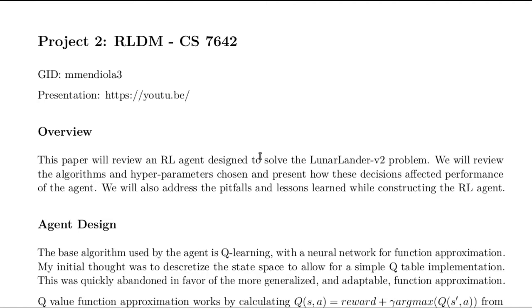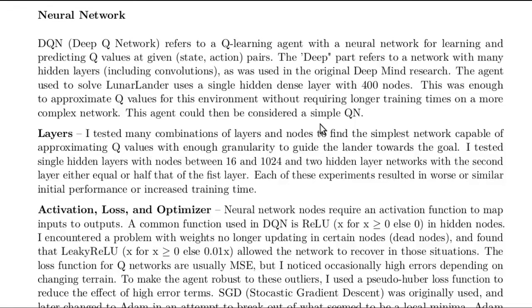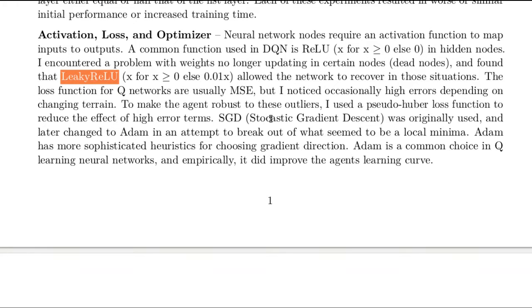I'm going to go through this very quickly so I can talk about things that were not in the paper. I used a Q learning agent with a neural network for function approximation, so I didn't have to worry about translating to a discrete state space. The neural network architecture was 400 nodes in a single hidden layer, using leaky ReLU for activation in the hidden nodes, and pseudo Huber loss for the loss function.